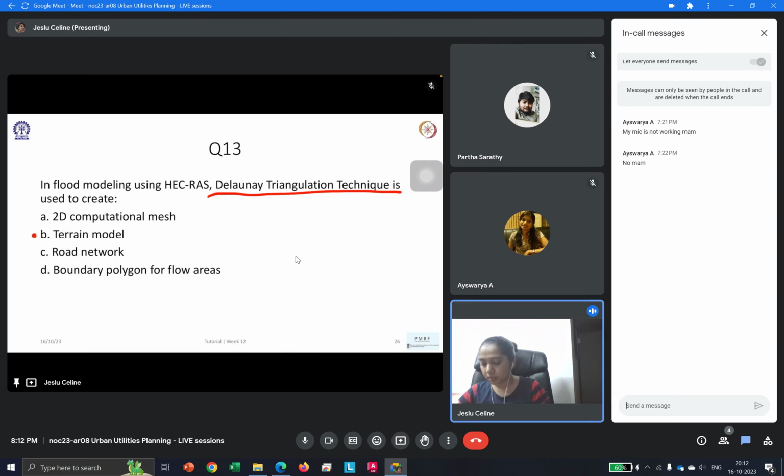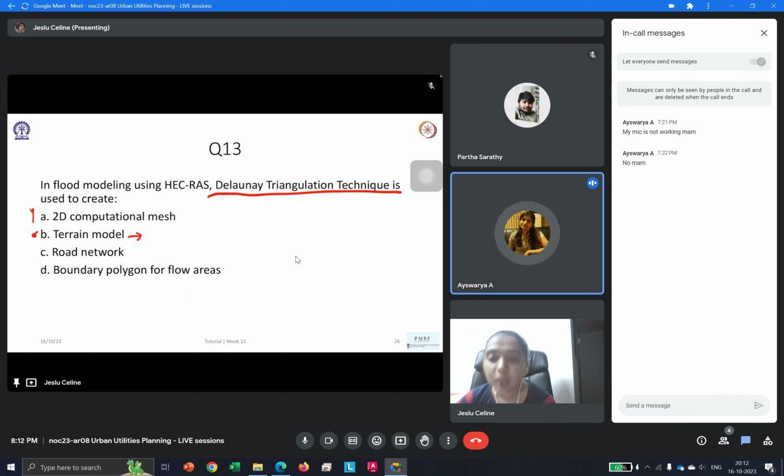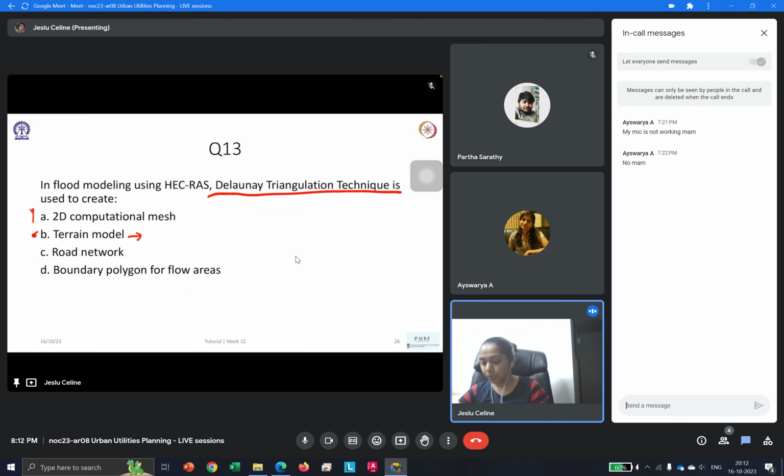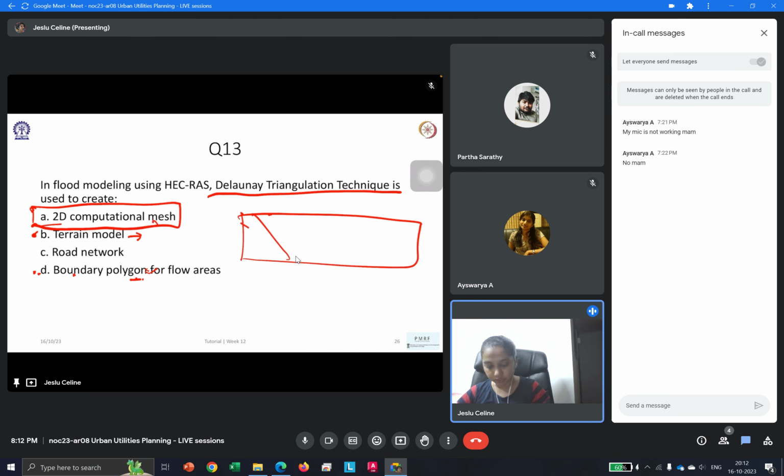Boundary polygons. Okay, so I understand where you're coming from, Aishwarya. It's actually the 2D computational mesh, which also becomes the boundary polygon for flow area because this mesh becomes the polygon, but we call it the meshing. So for the entire region we divide it into certain cells. It can be a hexagonal mesh or a tetrahedral mesh. So it's essentially a mesh, and this also becomes a boundary.